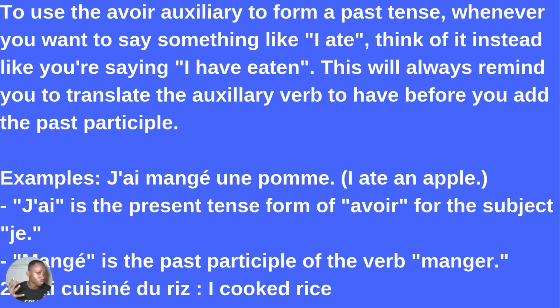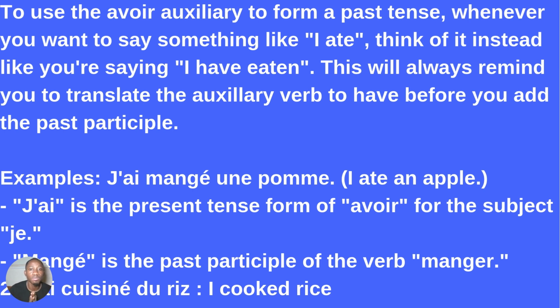So you are not even wrong to translate that way, because if what you wanted to say is I have eaten, you can also just simply say j'ai mangé. Just that it also means I ate. So in French, this is how past tense is conjugated. Basic. So j'ai mangé une pomme, I ate an apple.